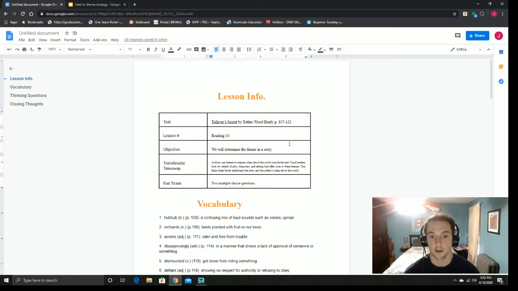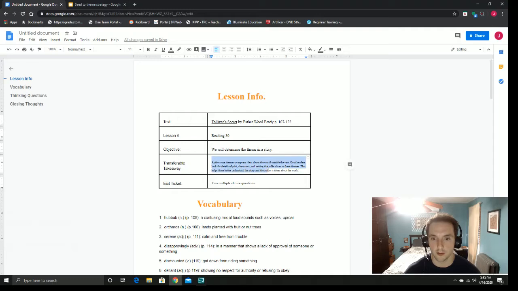Our objective today is, in the chapter, we're going to determine the theme in a story. In a few moments, we're going to pop to another screen where I'll do a quick lesson and reminder of what theme is and how we can find it. Then we'll use that strategy and our thinking questions to guide us so that we can accomplish that objective.